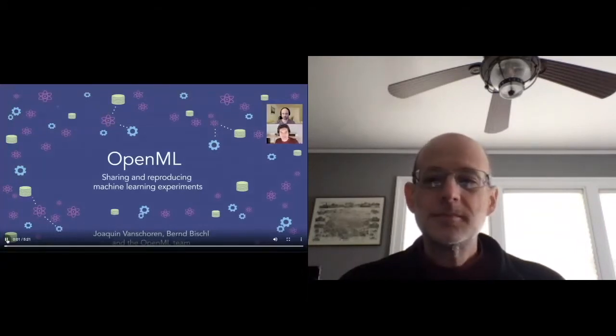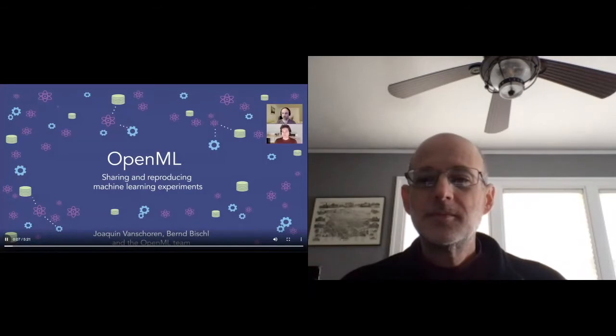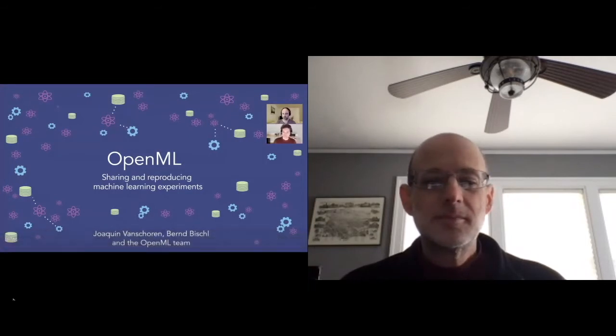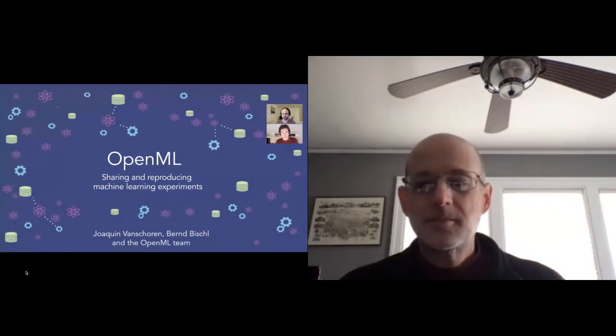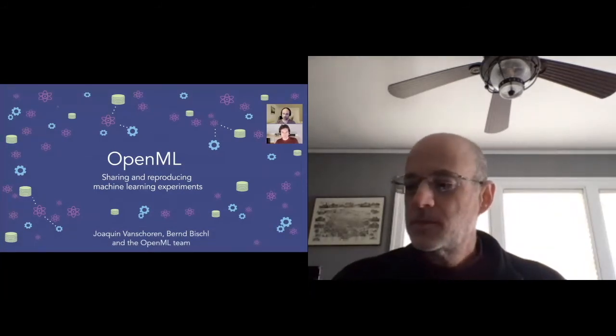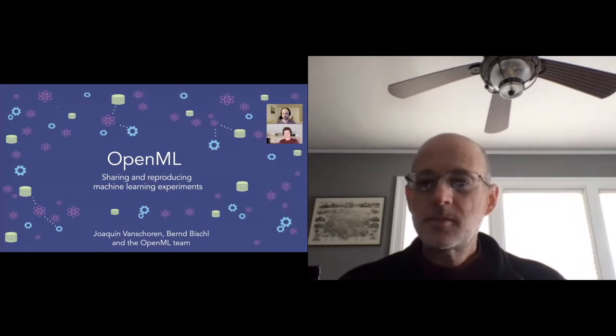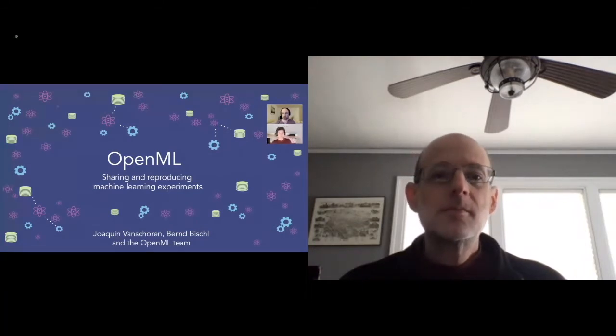Hi, I'm Joaquin van Schoren. I'm professor of machine learning in Eindhoven and one of the founders of OpenML. Hi, and my name is Bernd Bischl. I'm a professor here in Munich of statistical learning and data science. I've been part of OpenML for a bit more than 5 years now. I'm responsible for connecting OpenML to the R programming language.